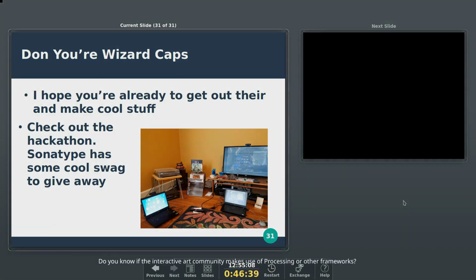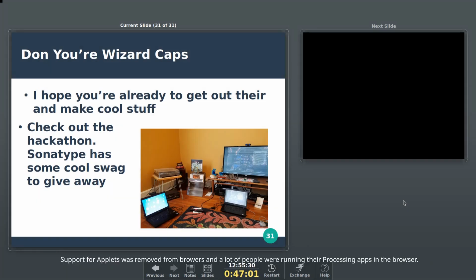Do you know if the interactive art community is like processing.org or frameworks? Processing. When I first started playing around with this stuff, I used Processing a lot. I don't know if it's as used as it used to be. I think it used to be used a lot. I feel like it was originally tied to Java, and then as Java sort of got less cool, it seemed like it took a hit.